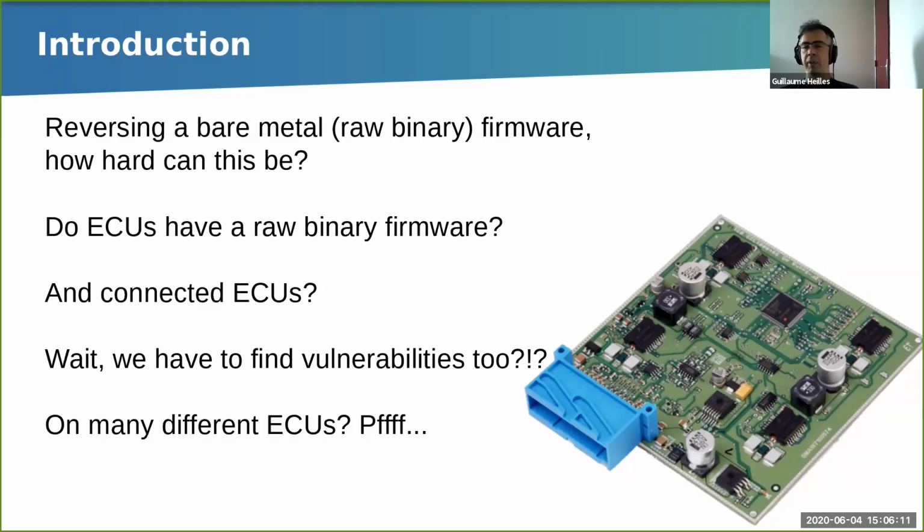Speaking about ECUs, do ECUs have a raw binary firmware? The answer is most of the time, yes. They do have raw binary firmware. More sophisticated ECUs like connected ECUs, most of them are split into parts. You have a legacy part which contains a raw binary firmware, and you have a more modern part with more connectivity, which in fact is most of the time an embedded Linux. So connected ECUs have both. So you see, most of the time, at least in ECUs, you have raw binary firmware.